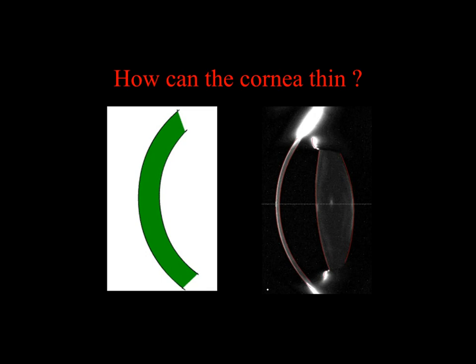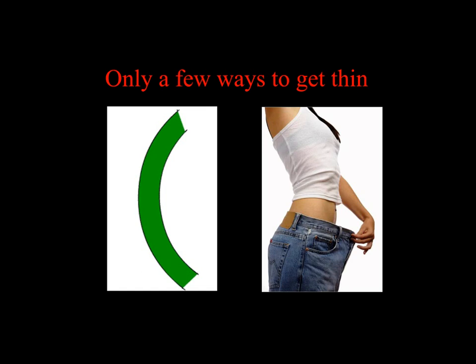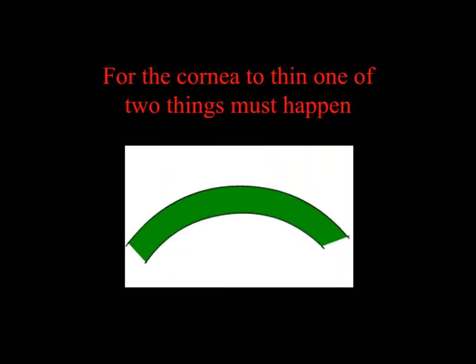So let's talk about thinning. But again, I want you to keep in mind it's thinning and steepening. So how can the cornea thin? Well, there's only a couple ways a cornea can thin. For the cornea to thin, one of two things must happen.